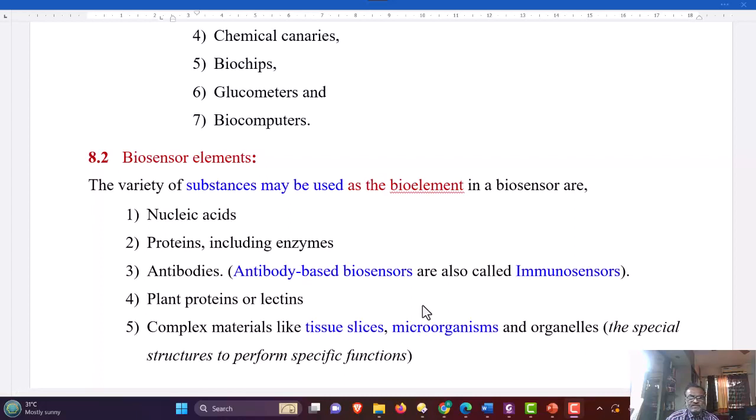The biosensor elements are as follows. A variety of substances may be used as bioelements in biosensors. These substances are nucleic acids and proteins, including enzymes and antibodies. Antibody-based biosensors are normally called immunosensors. Plant protein or lectin, and complex materials like tissue slices, microorganisms, and organelles can be used for detecting the various properties of analytes.